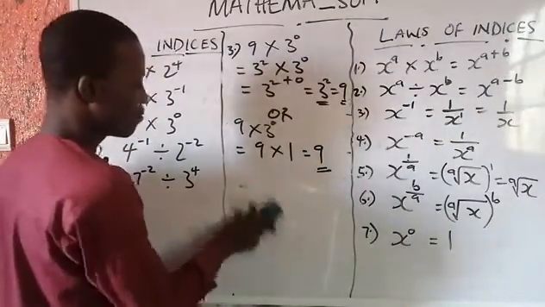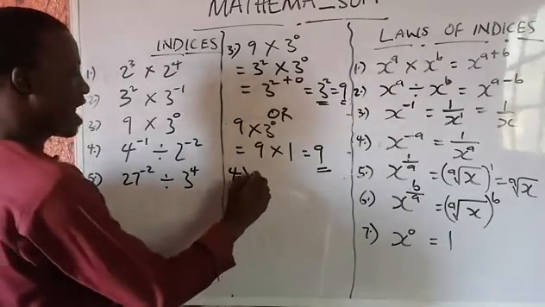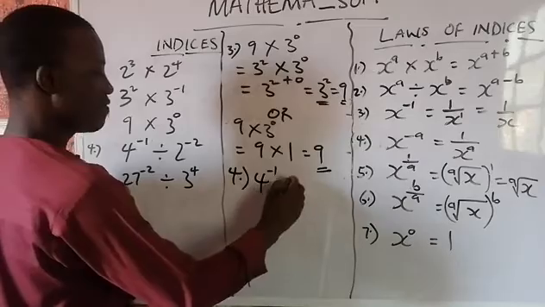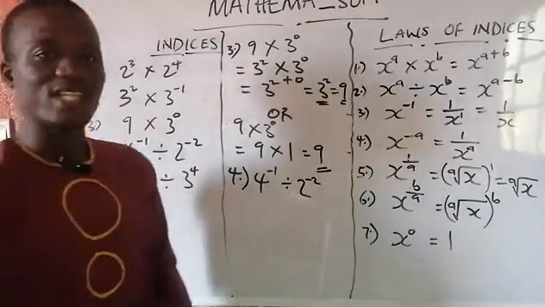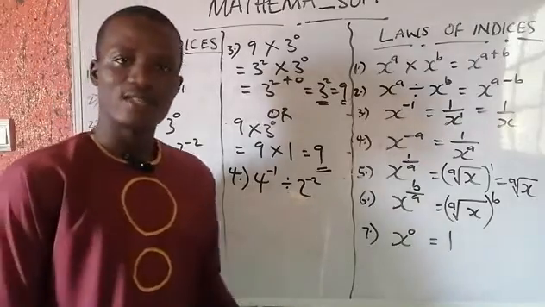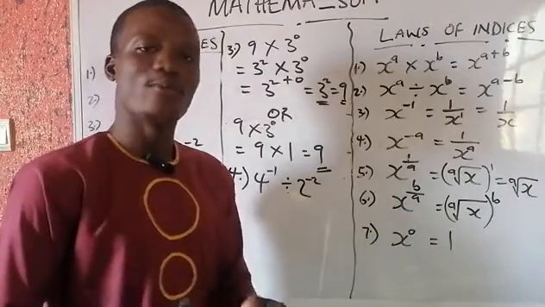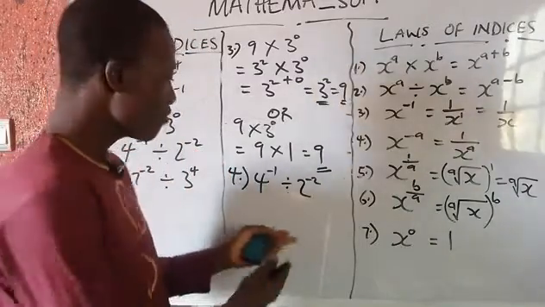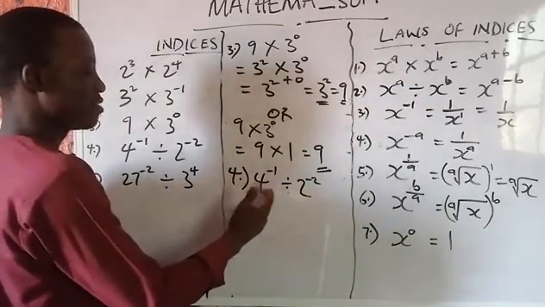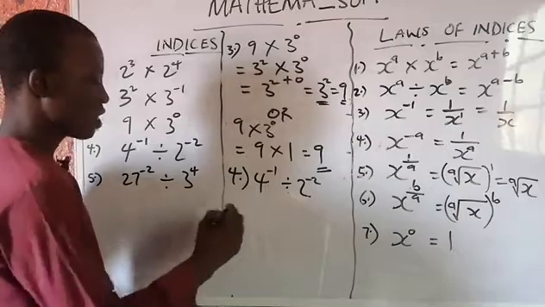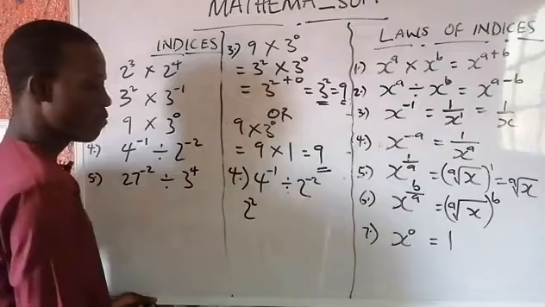So the next question is our number 4, and in our number 4, I have 4 raised power minus 1 divided by 2 raised power minus 2. In this case, we know that 2 cannot be further simplified to any simpler base number or to any simpler index number. But this 4 can actually be split down as the power of 2. So I can start with saying that my 4 is 2 raised power 2.